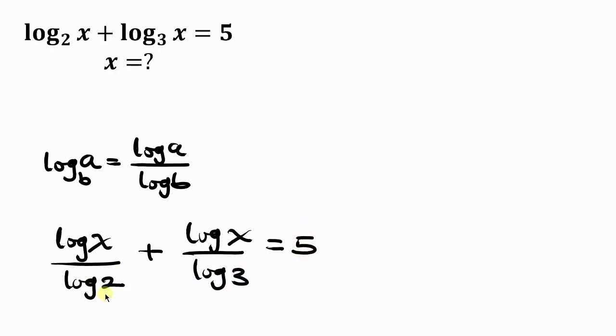Now let's combine the fraction on the left. So I'll draw a line and we'll look for the LCM of log 2 and log 3. The LCM of log 2 and log 3 is log 2 times log 3. Good. And now let's divide. Log 2 times log 3 divided by log 2 is log 3 times log x.